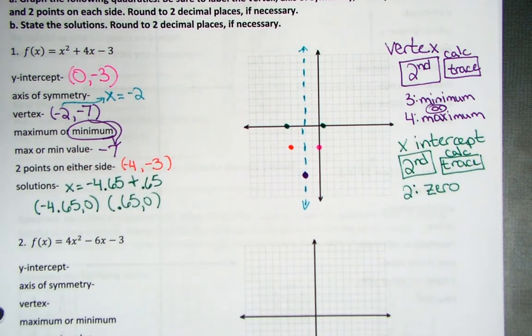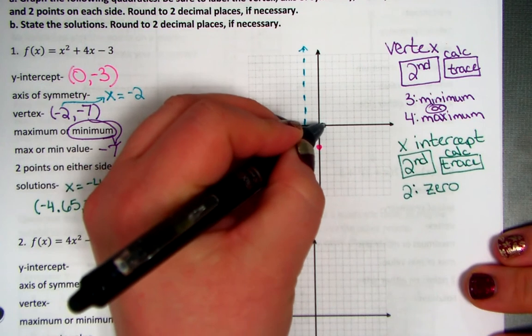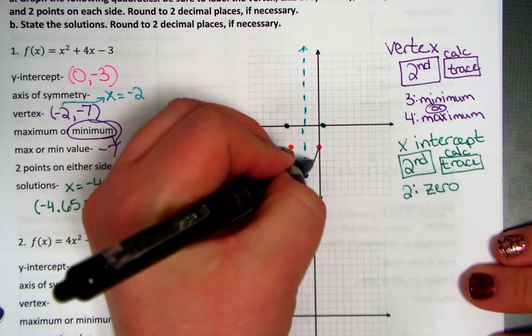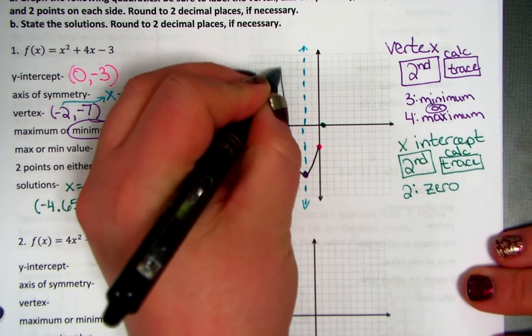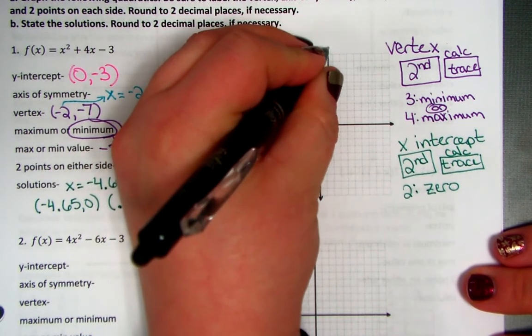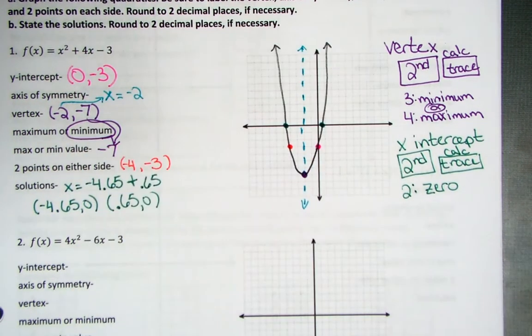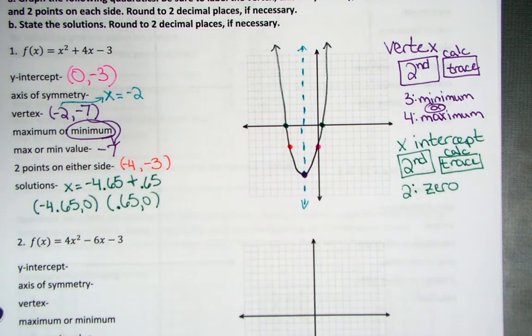So once you've plotted all of those points, it's time to connect the dots. And we want it to be a U shape. It should extend the entire graph, and it should go through all of our points. And these should all be listed over to the side.